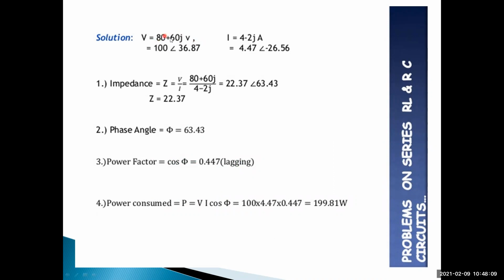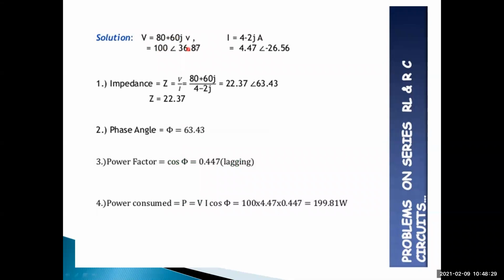Then convert rectangular form into polar form. So how to get this? The magnitude is the square root of 80 squared plus 60 squared, which is nothing but 100.